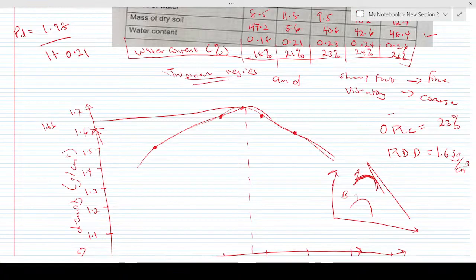We've already done some of the questions on how to draw the particle size distribution curve. That's why in this tutorial we didn't add anything like that. If you want to know how to draw it, you can simply go back and check that. So I think that will be all.